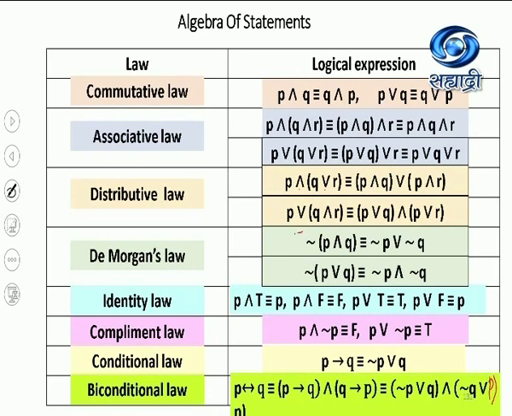Then De Morgan's laws, these two we have already seen in the laws of negation, which we need not write. This is very important. P and T is P.